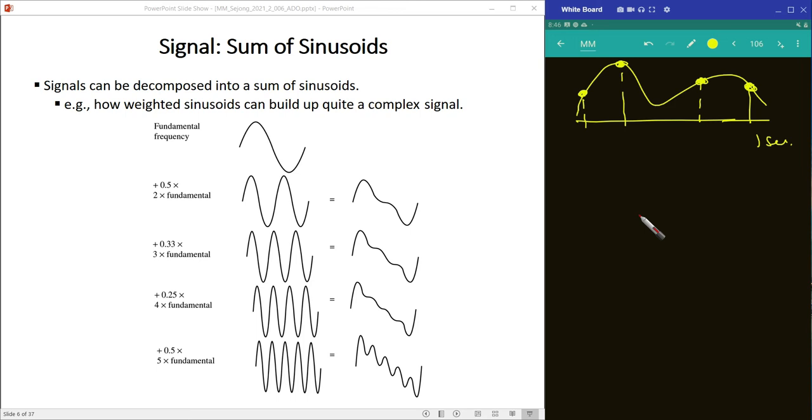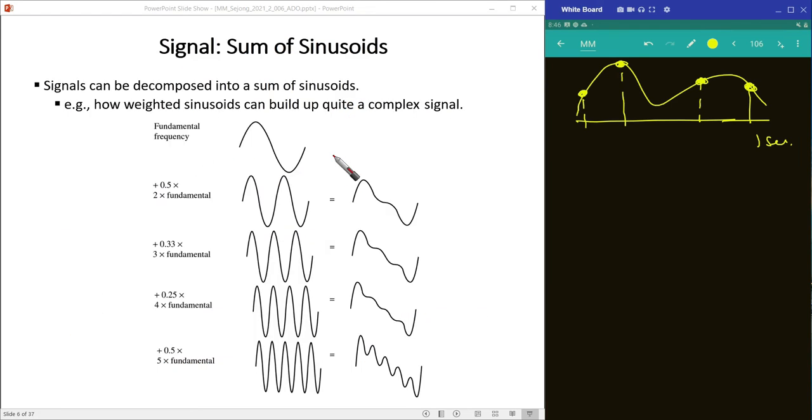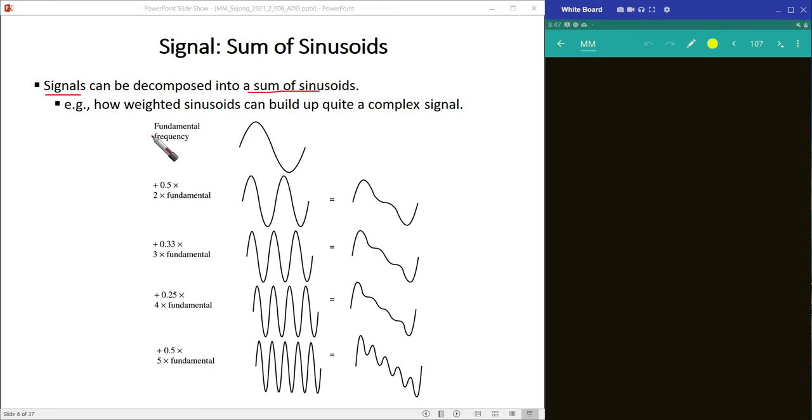So that's why there is a rule for how many samples we need at least. There was a scientist who did this kind of work, and this is the Nyquist theorem. To understand it, let's look at this. We already know what these slides mean, but let's explain once more. What this says is that any signal can be decomposed into a sum of sinusoids. For example, let's say this is a fundamental frequency, maybe 50 hertz or 1 kilohertz, any frequency.